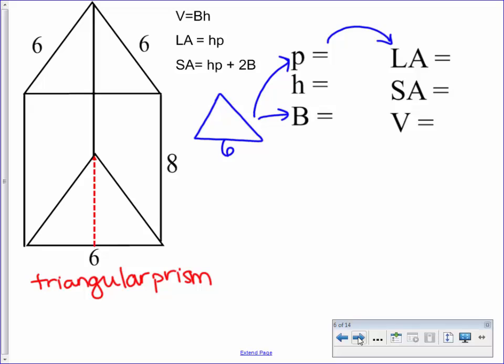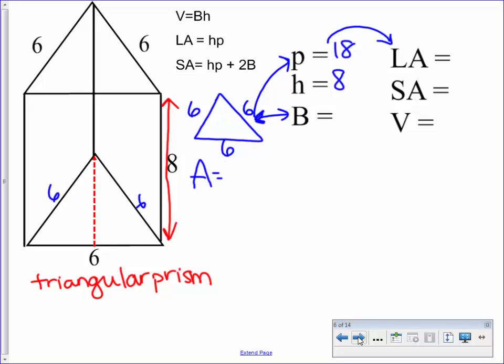We have an equilateral triangle for our base. So really the perimeter, you're just going to add up 6 plus 6 plus 6, which gives us 18. Now the height is not the height of the triangle. Remember, the height is the distance between the two bases when we look at that h. So our height of this is 8, but for our big B, we need to find the area of this triangle.